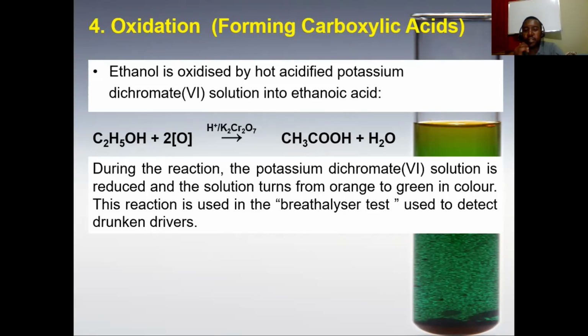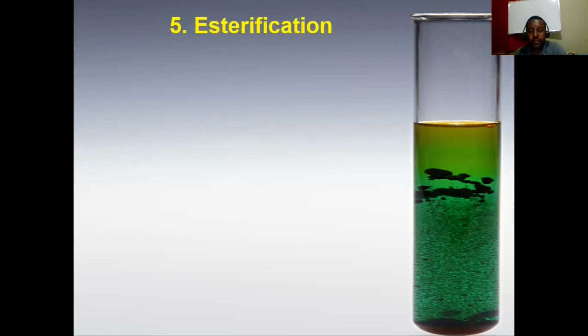Right? So that's how the breathalyzer test detects if a driver is drinking too much or is below the required limit, right? Because of the presence of the acidified potassium dichromate. When the alcohol reacts with it, it's going to change from orange to a greenish color. Depending on the variation in the green, you know if it's a high concentration or low concentration of alcohol that is present.